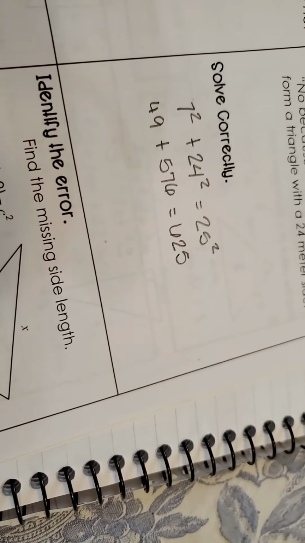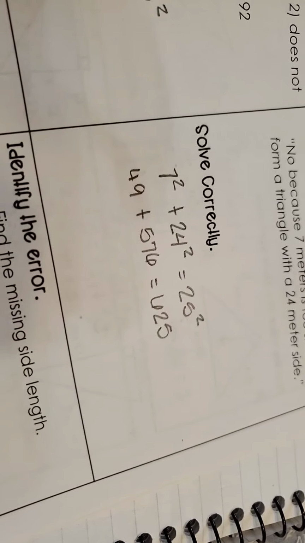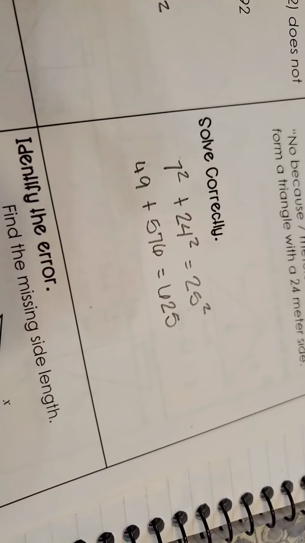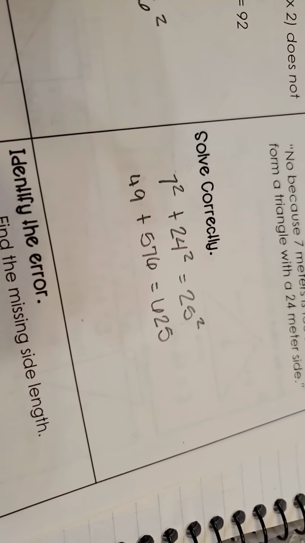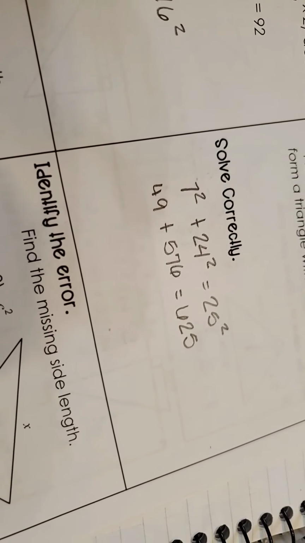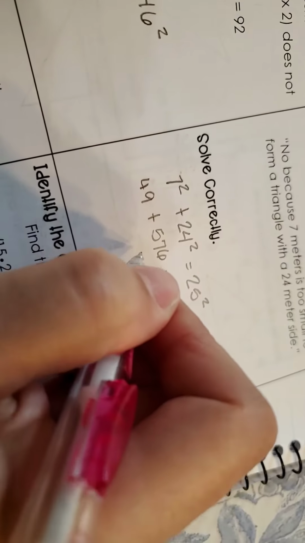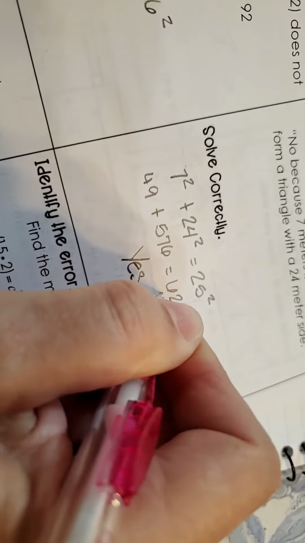So we're going to add. We could be right. We could be right. So let's see. So what is 49 plus 576? And it, in fact, does. So, yes. Okay.